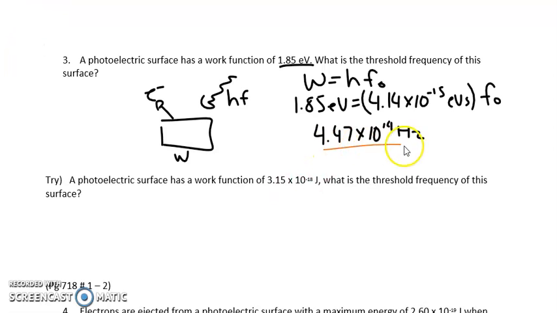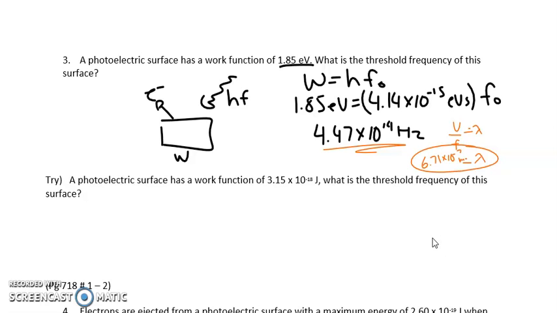That is your threshold frequency. However, if you wanted to figure out the wavelength of this, you can easily convert that using the universal wave equation. And if you did, you would find that it's 6.71 times 10 to the negative 7 meters, or red light.